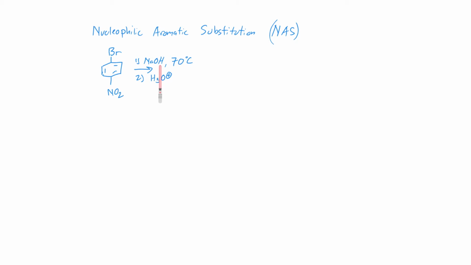We know that NaOH is a source of the strong nucleophile, strong base OH minus hydroxide. And in this case, the ring will act as an electrophile. So we have now reversed the reactivity of our aromatic species. There's a couple of requirements in order to have NAS. We need a powerful electron withdrawing group.